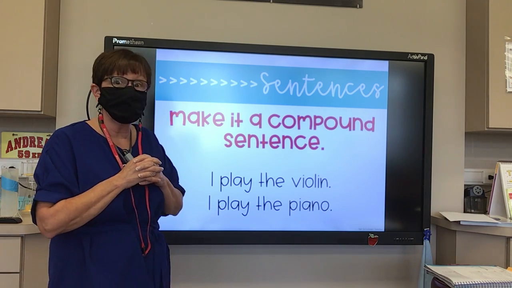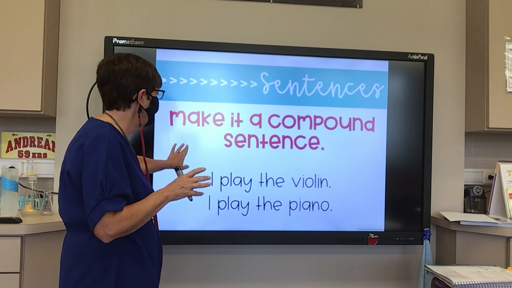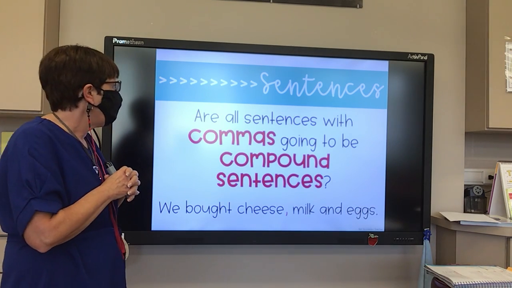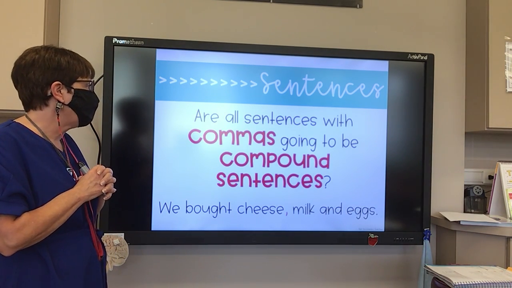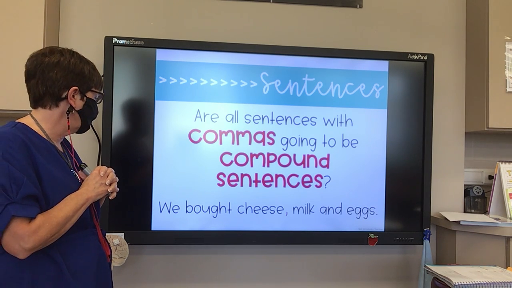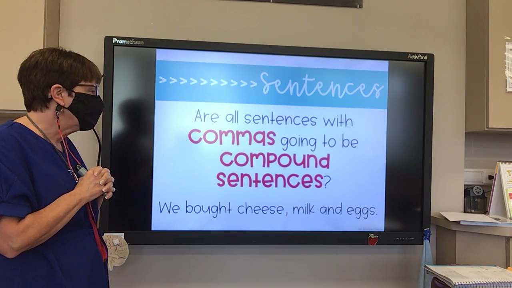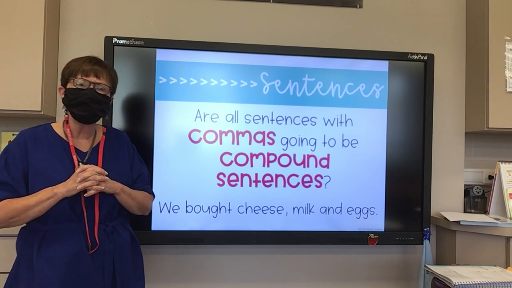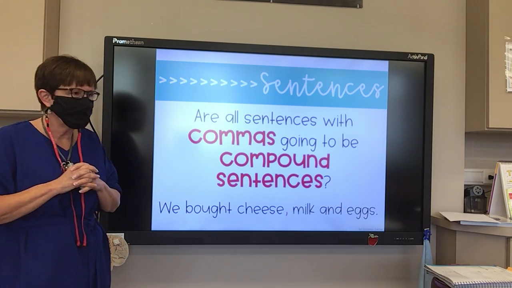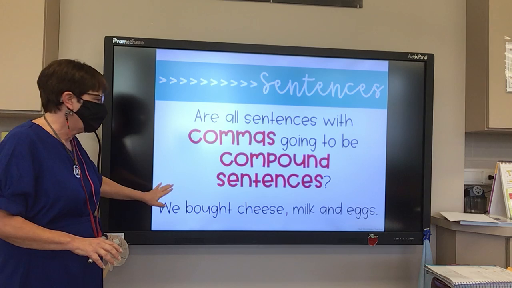So those both worked for us. Those are good sentences. Let's see what else. Are all sentences with commas going to be compound sentences? We bought cheese, milk, and eggs. Is that a compound sentence there? No, that's just a list, right? It is not a compound sentence.